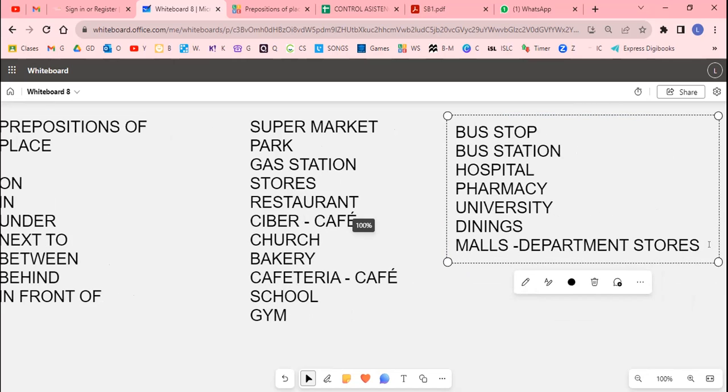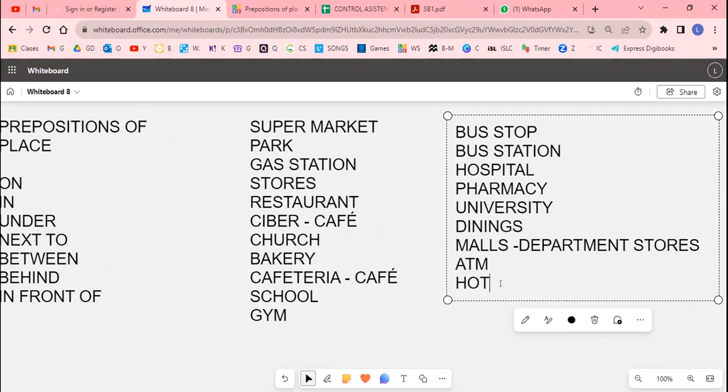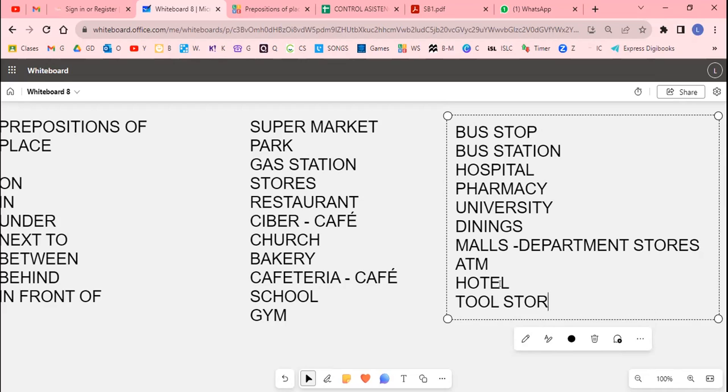Oh, yes, miss. For example, those are called ATM. Okay, ATM. Perfect. Sí. ATM. ¿Es eso que hotel? Hotel. Ah, ajá. Hotel. That's another one. Ferretería. Ah, okay. Ferretería sería tool. Tool store, okay?